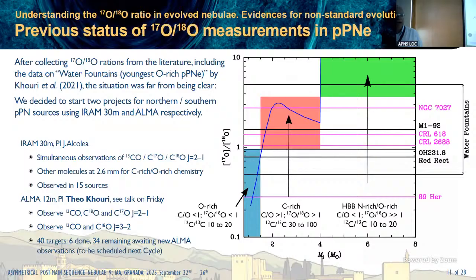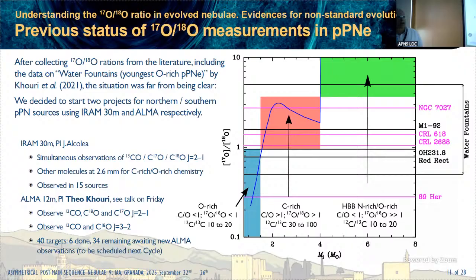Before we start the project, the situation was this one. This is the curve you expect for the ratio. This is the range of masses for oxygen rich, so you expect to have 16O to 18O ratios below 1. This will be for carbon rich, and this will be for stars heavier than 4 or 5 solar masses, that depends on the metallicity, where you have hot bottom burning.